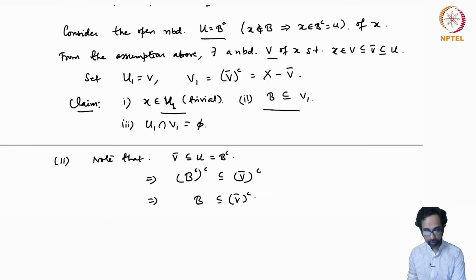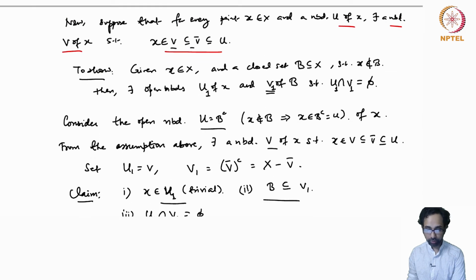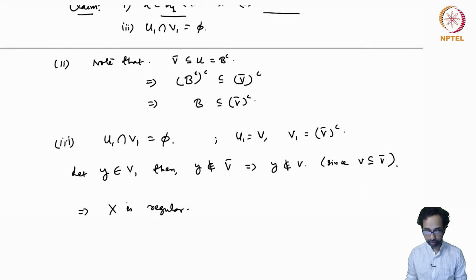So just to recap, we have assumed that this property of finding smaller neighborhoods with closures inside a bigger neighborhood holds, and then we have shown that you can separate points from closed sets using open neighborhoods. Okay, so this proves that X is regular.